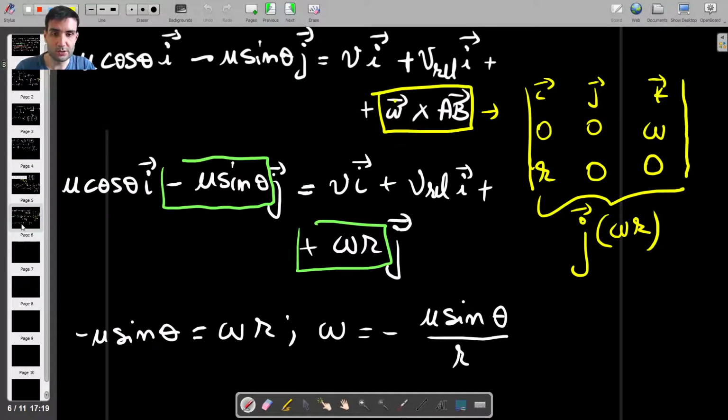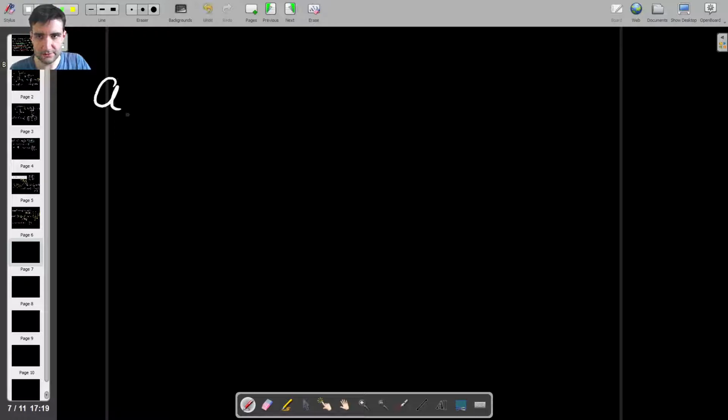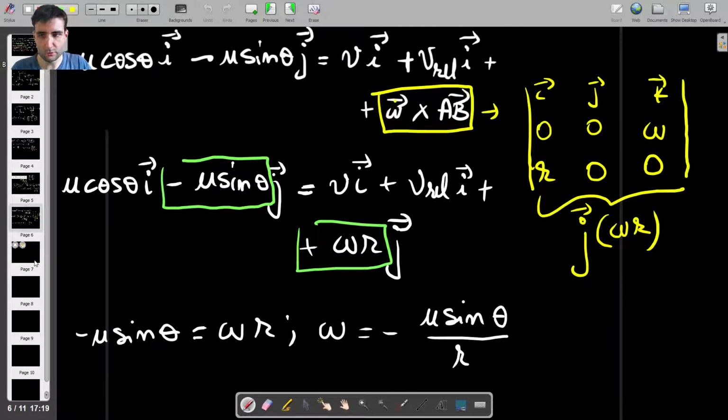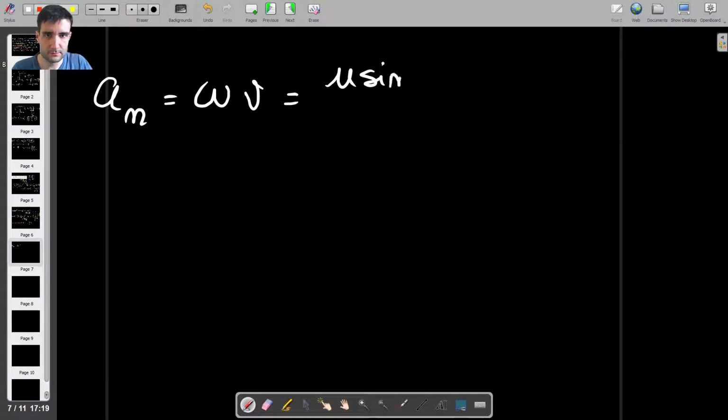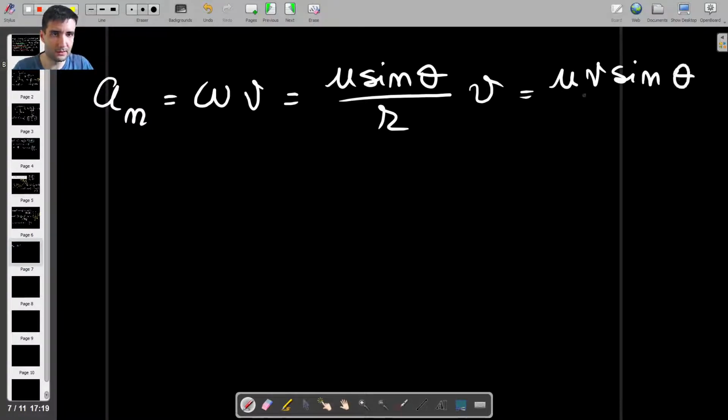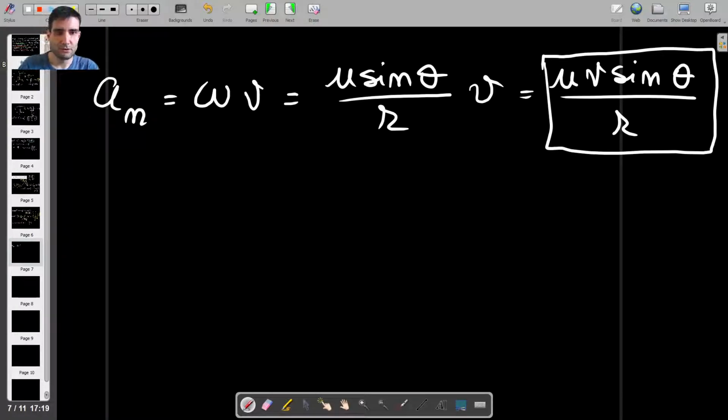So now that we know this, first we're going to ignore the minus, so we'll just look at the value of omega, and therefore we have that a_n, which is omega v, will be equal to u sine theta over r times v, which is uv sine theta over r. So this is the acceleration of the dog for any angle. Okay, so the condition is that the dog must always head towards the cat.